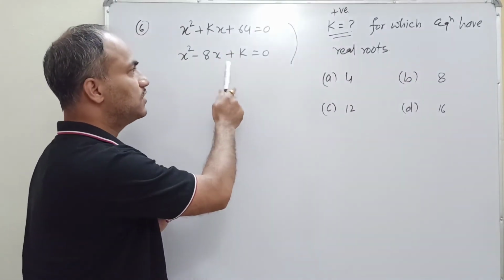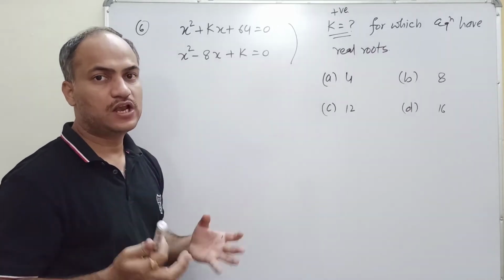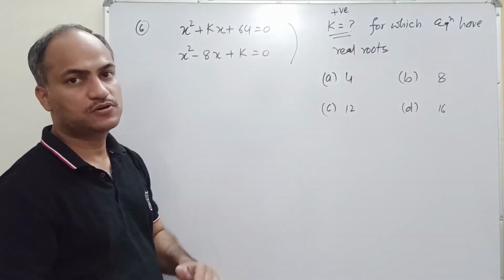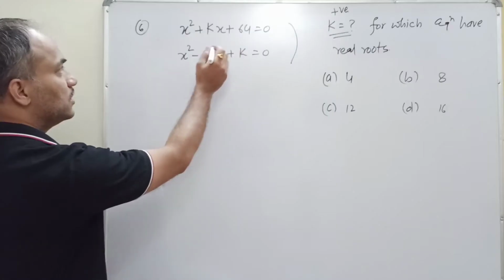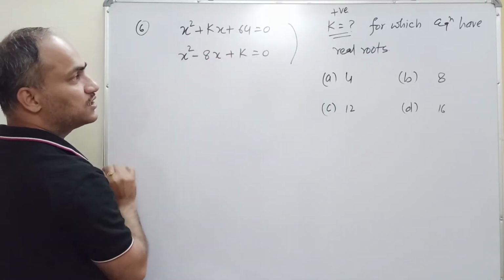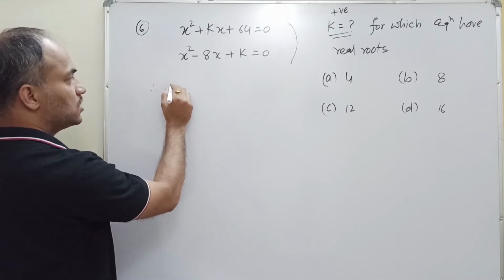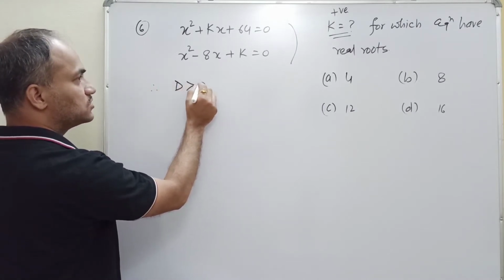Okay, these two equations will have real roots for what value of k, and the value should be positive. Fine, this we have to find. These are the options given to us. So here, since the equations have real roots, therefore for both equations we will have this condition.